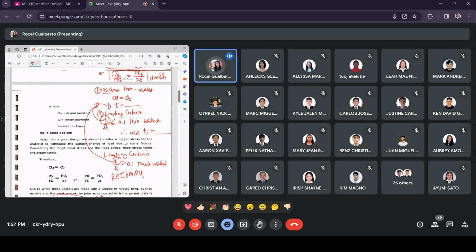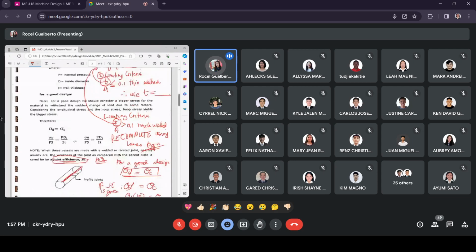You need to recompute using, kapag pinatas na natin, the Lame's equation. Okay, so you need to recompute using this. And once you have your new answer using the Lame's equation, this is final. Okay, no need to again test that using the limiting criteria. No need. The answer you obtain from the Lame's equation, that would be your final answer. Okay? Nakuha na po? Hello? Yes po, naintindihan po ba? Okay, very good.